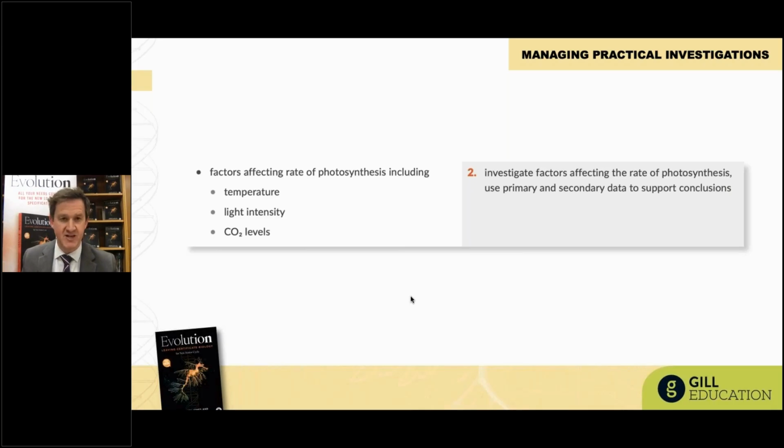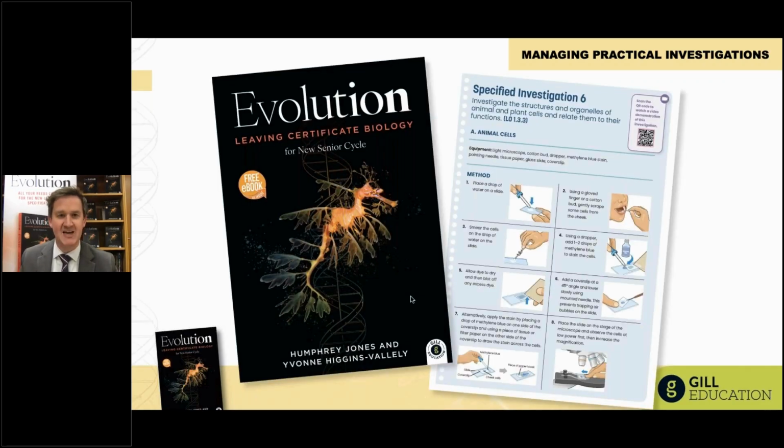Now, of course, any good textbook will try to incorporate these seamlessly into the textbook itself. What we've tried to do, again, trying to be a bit unique and making sure that it appeals to all kinds of learners, is provide a visual cue where possible for each of the investigations. So you can see here's one of our specified investigations, looking at the organelles of plant cells and animal cells. Not only do we have a really clear method, but we also have a very simple illustration to show the students how to do each of the various different steps.